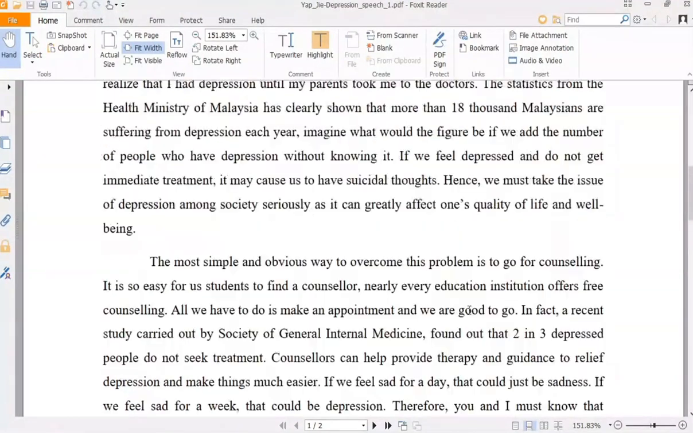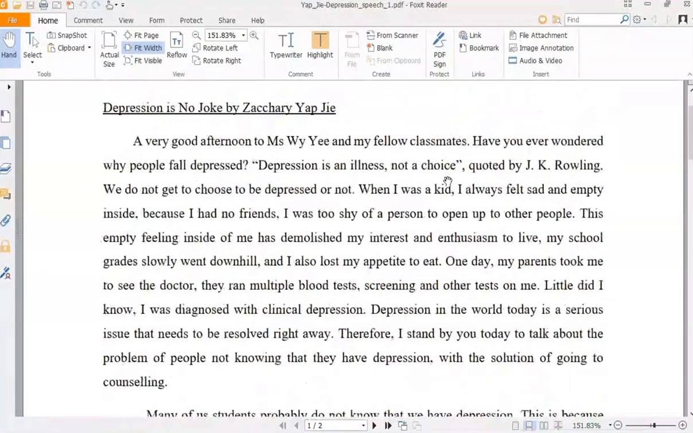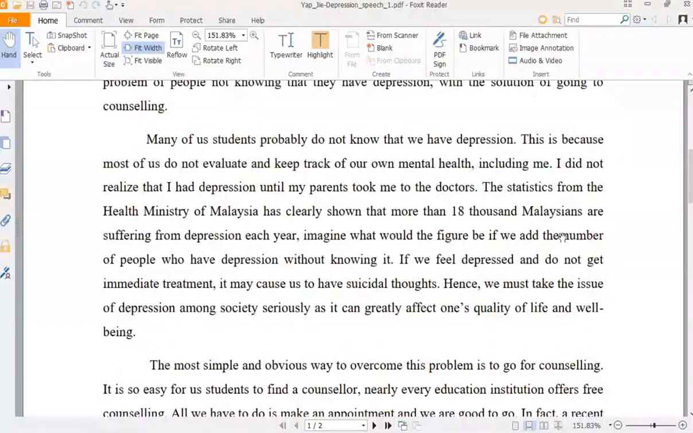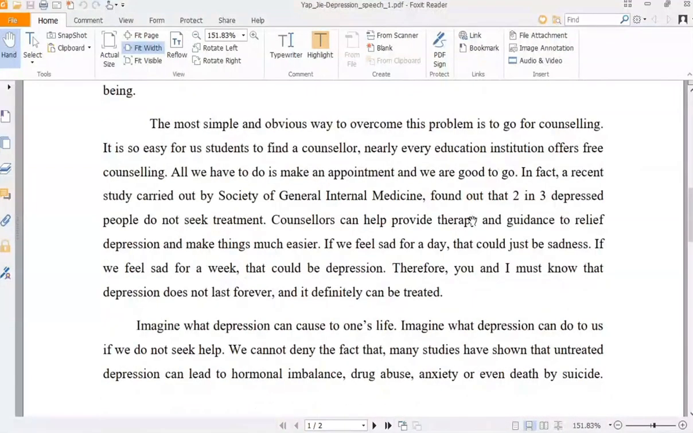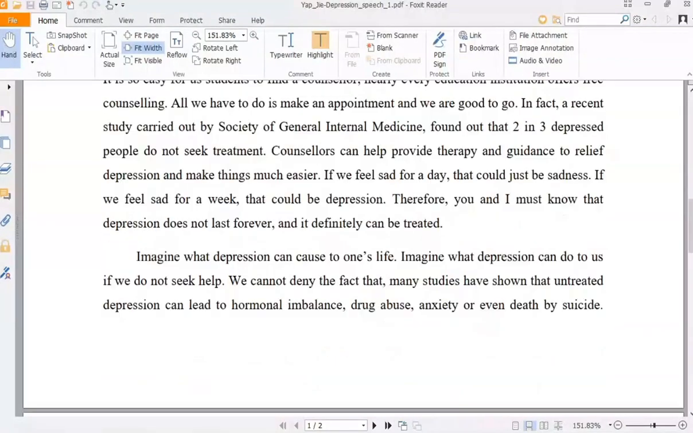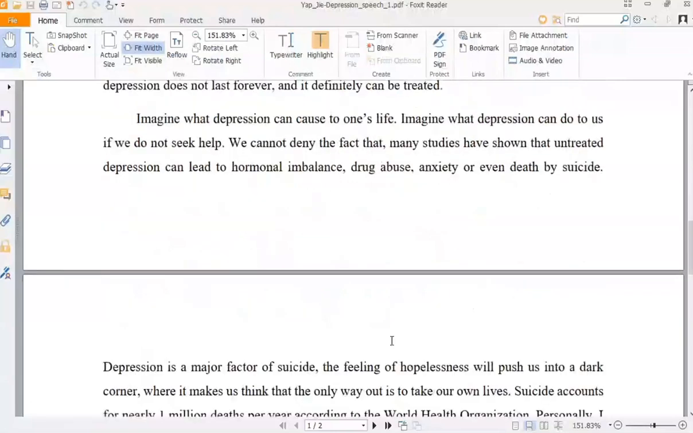Can you see now? Here he attracted attention in the first paragraph. Then he actually presented the problem. Okay, here he presented the solution. Okay, so after the solution, we have to go to visualization, right? Help the audience see your result. If you use the solution, what will happen? If you don't use this solution, what will happen to you? You can also contrast both situations.